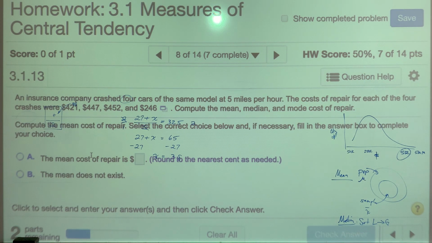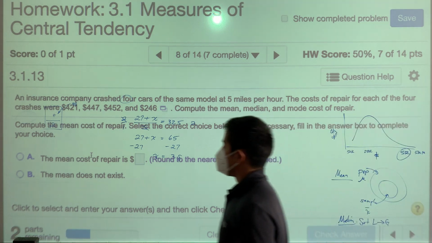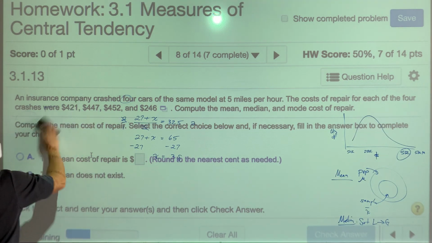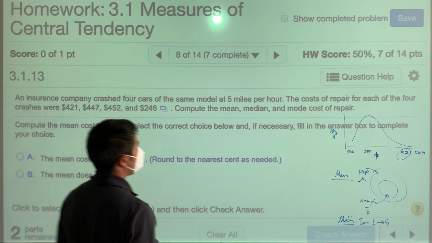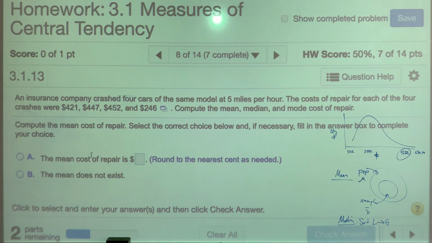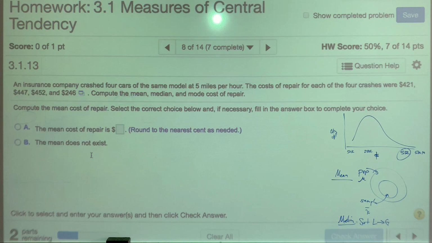Okay, let's take a look at this next one. So, an insurance company crashed 4 cars of the same model at 5 miles per hour. The cost of the repair for each of the 4 crashes were $421, $447, $452, and $246. Compute the mean, median, and mode cost of repair.